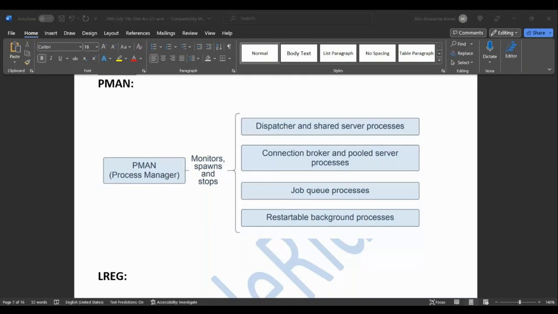Then we have the process manager. You can see in the diagram, PMAN. It will monitor, spawn and stop the following types of processes. One is dispatcher and shared server processes. Second is connection broker and pooled server processes for database resident connection pools. Third is job queue processes, and fourth is restartable background processes. So this process will do these things, so you should remember this. Clear guys?